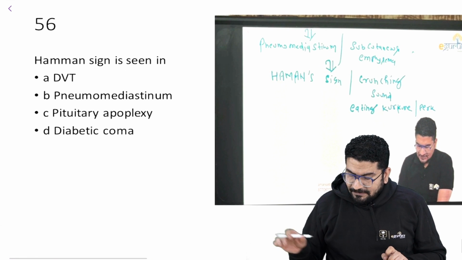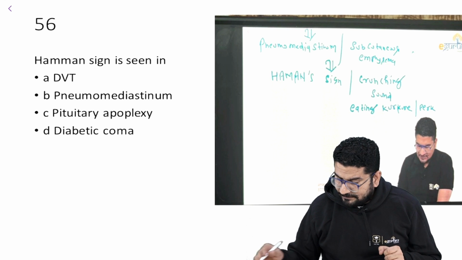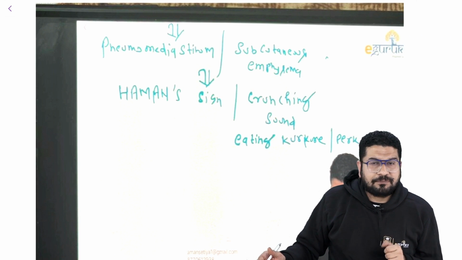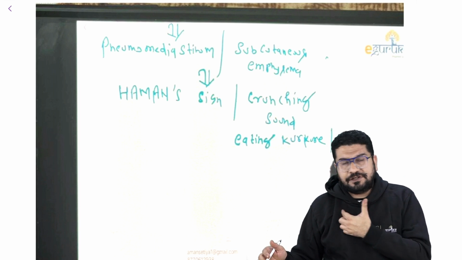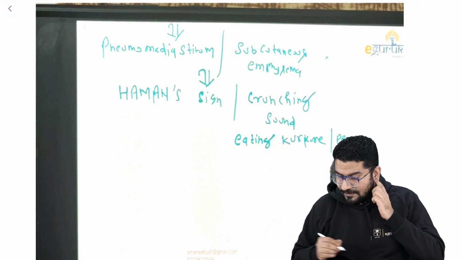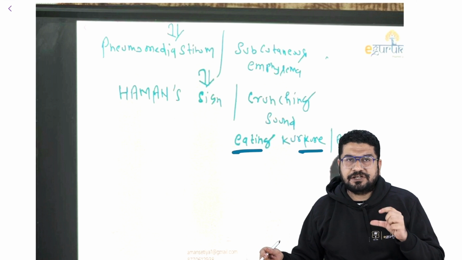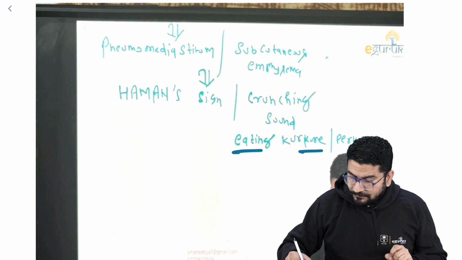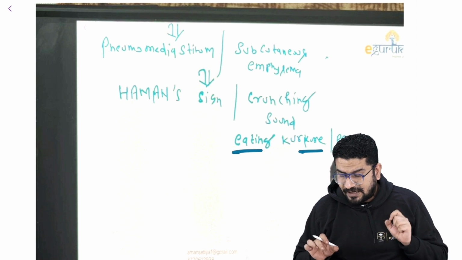Coming to the next, Hamman sign. Where do we see Hamman sign? Understand this, it is a classical sign. When we have pneumomediastinum or subcutaneous emphysema, there is leakage of esophageal content into the mediastinum. So whenever you press the patient's chest, you will hear a crunching sound, like eating kurkure, or we call this walking in snow with high-heeled boots. Like you are crushing the snow, walking in snow or ice with high-heeled boots, that crunch sound we can feel, that is called Hamman sign.